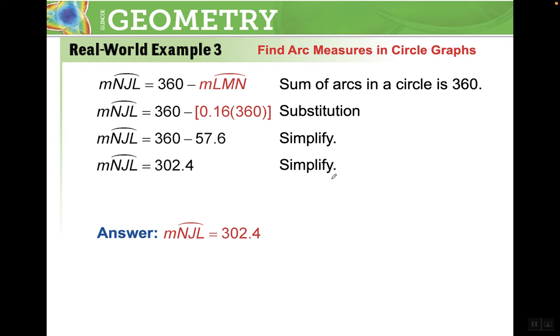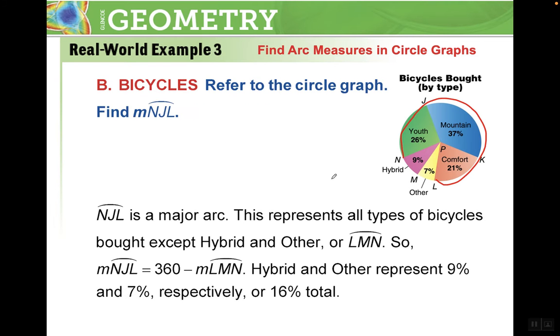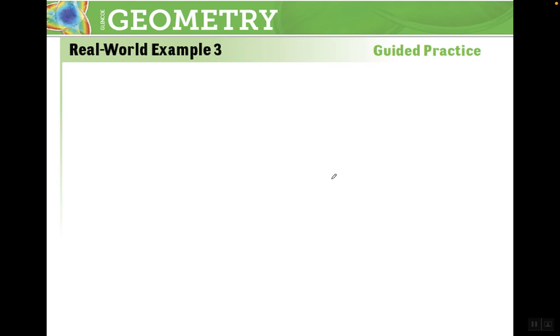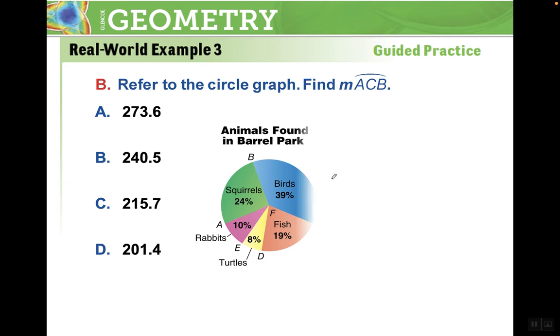Now, that makes sense because that's degrees. The measure of that arc is 302.4 degrees. It's going to be less than 360, and if you look at it, it's going to be more than 270. So that's a pretty decent estimation there. Here's another one. I'll just click it. You can always pause these and do them.